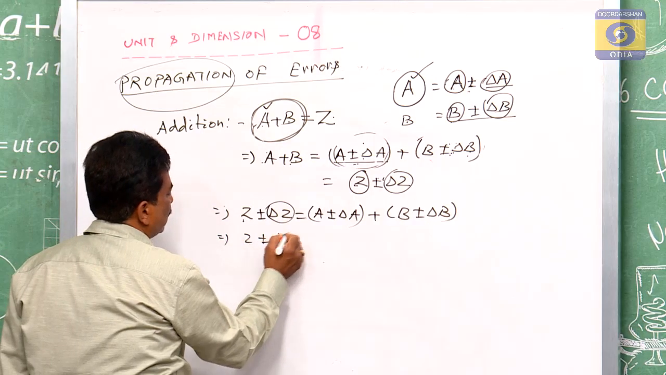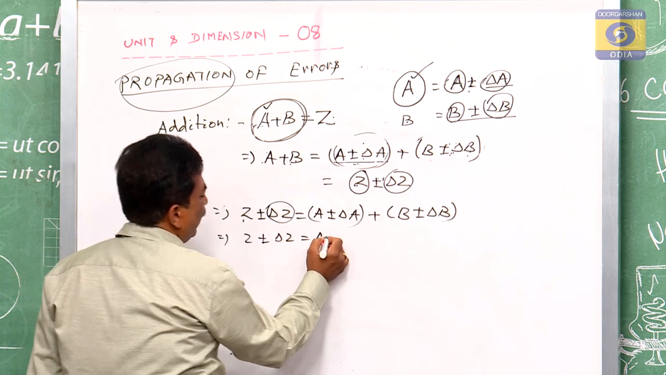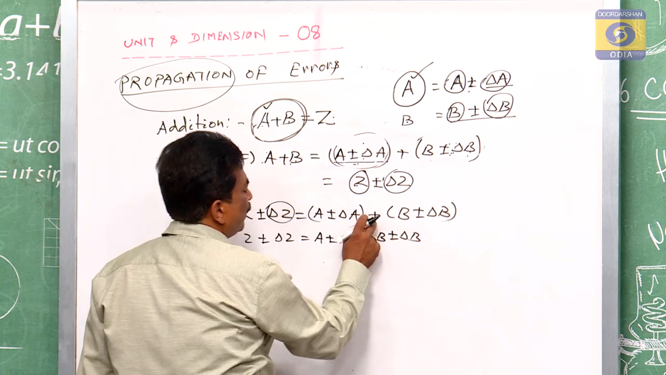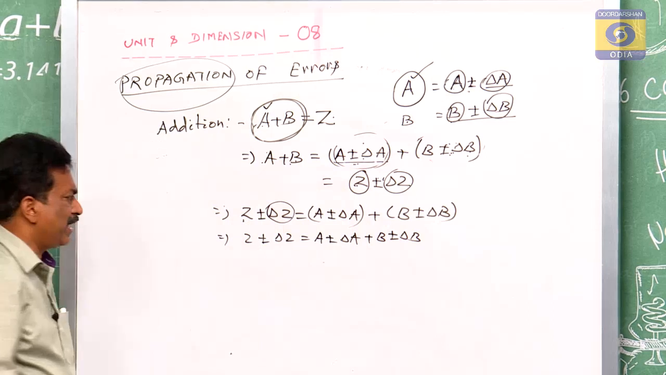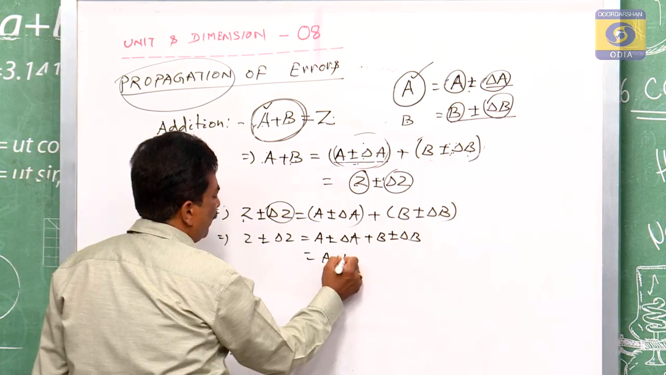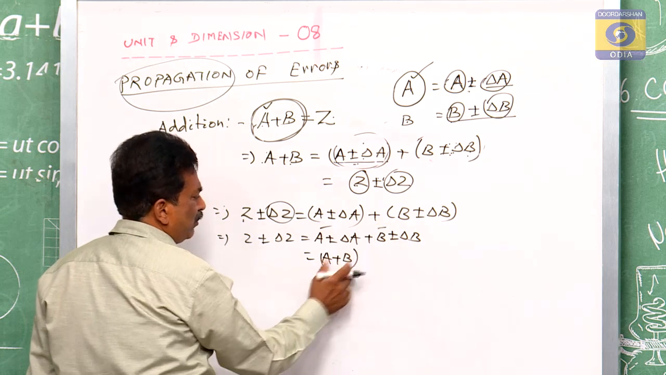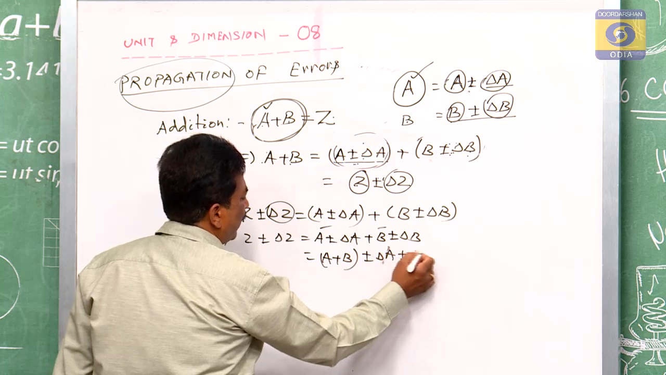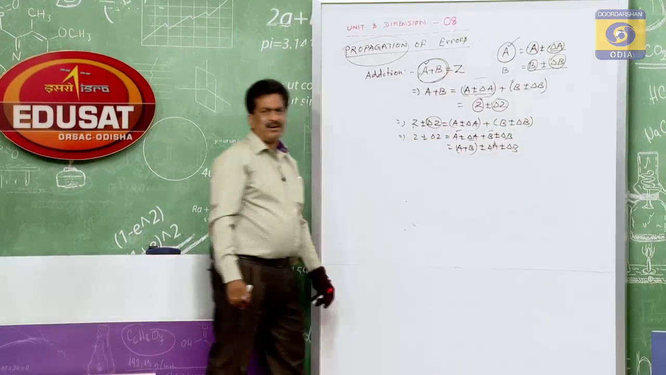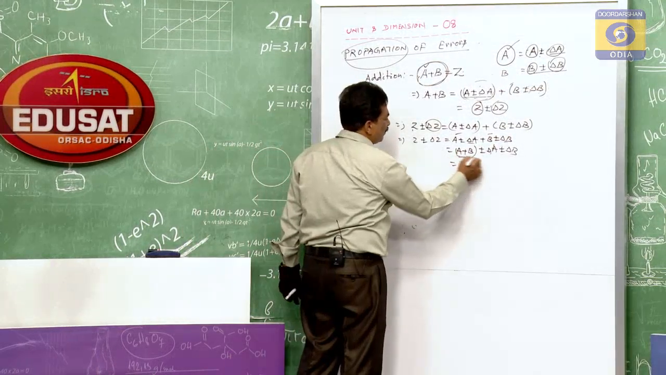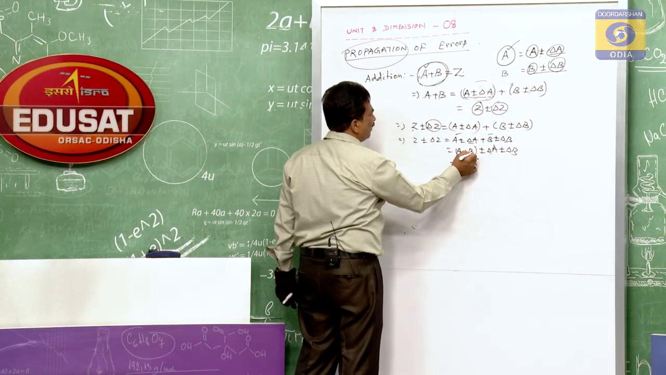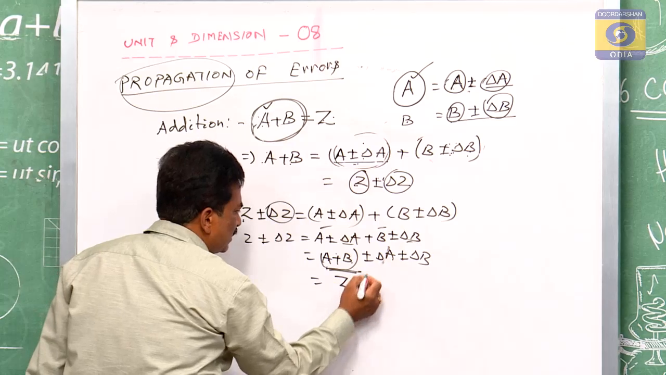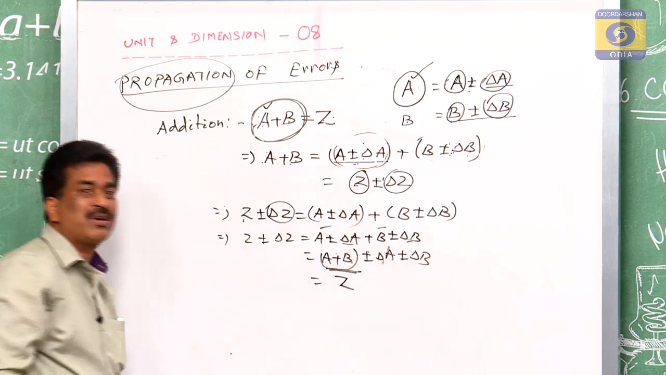So, Z plus or minus del Z is equal to A plus or minus del A plus B plus or minus del B. Because this is a plus, you have to open the brackets. So, this is equal to A plus B, these two taken together, then plus or minus del A plus or minus del B, these two taken on the next side. Then A plus B, A is the real value, B is the real value. So, A plus B is what? That is your Z.